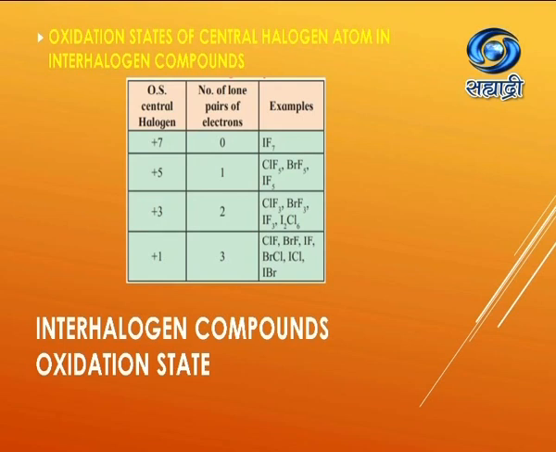And we also saw the structure of ClF3, where the central chlorine, bromine or iodine atom has +3 oxidation state and has two lone pairs of electrons, a bent T-shaped structure. And lastly, chlorine monofluoride or bromine monofluoride, the central halogen atom has +1 oxidation state and the total number of lone pairs of electrons is 3. So this is the part which is related to interhalogen compounds.